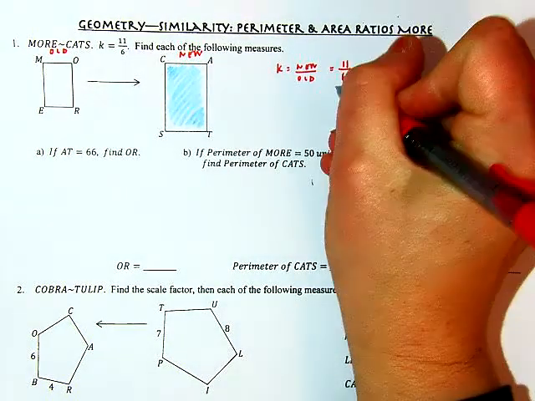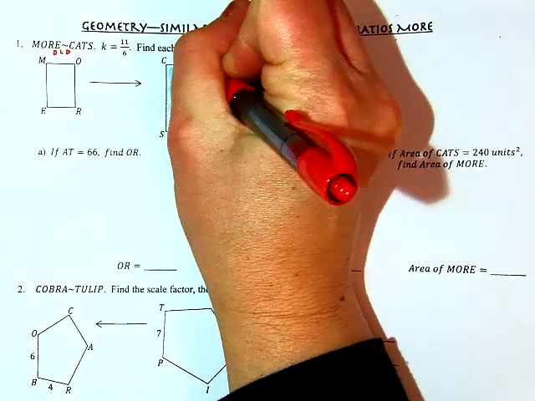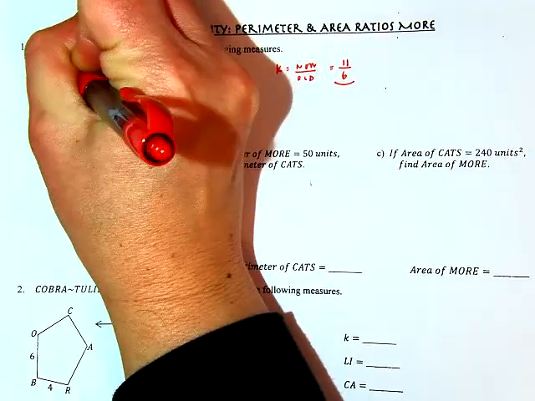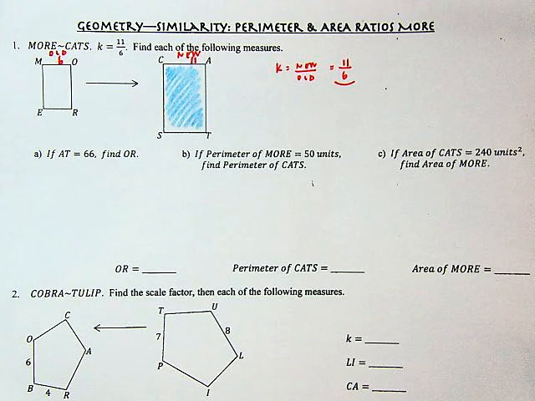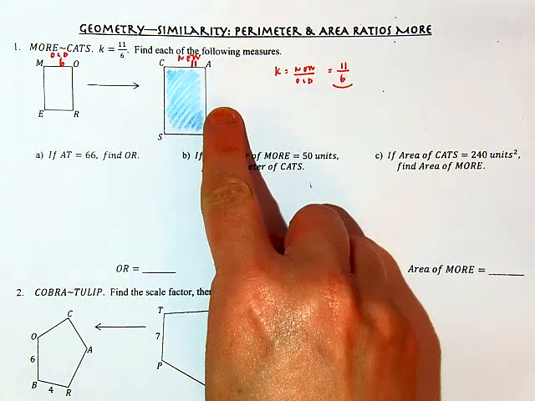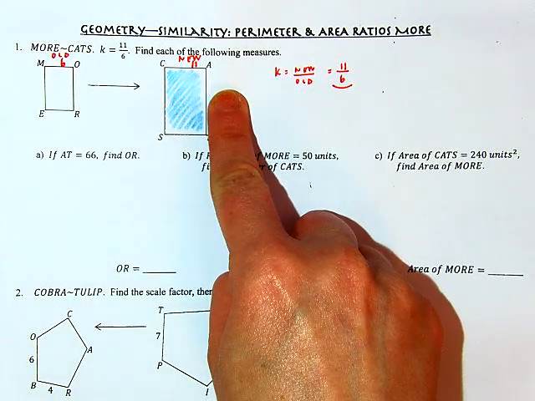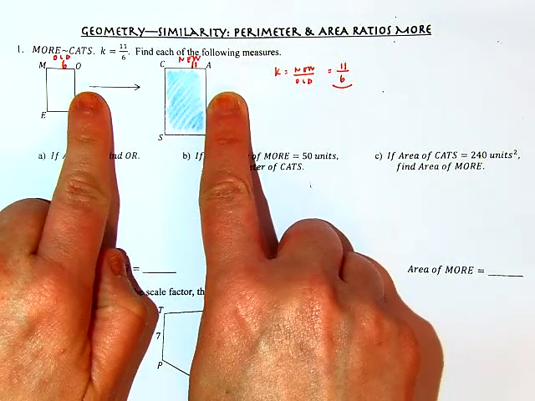So I'm going to go ahead and label over here that this would be 11 to 6. Now again, I don't know that those sides are 11 and 6. I just know how they are related. They're related in an 11 to 6 ratio. All right. So now, as I move into part A, I'm saying, well, if AT, right here, has a measure of 66, what is the measure of OR?